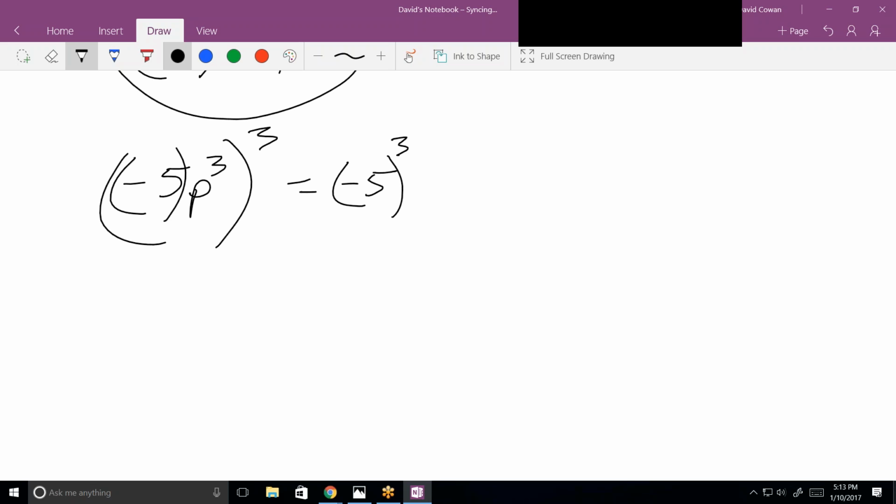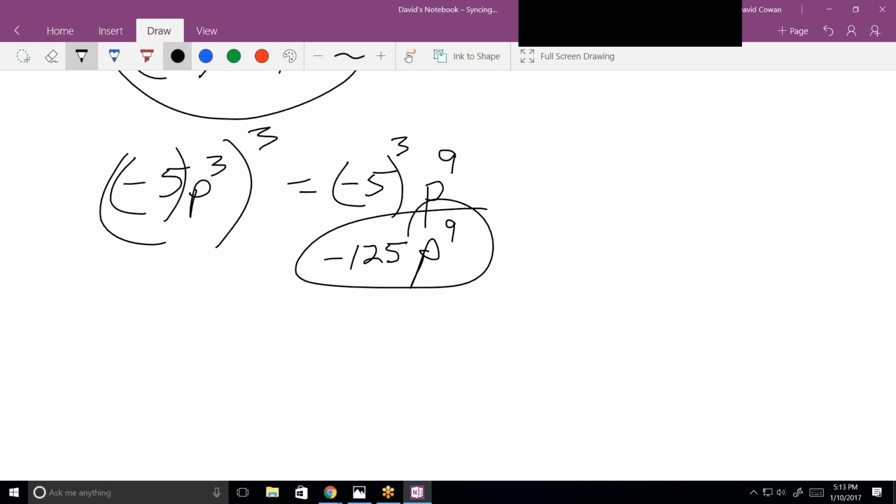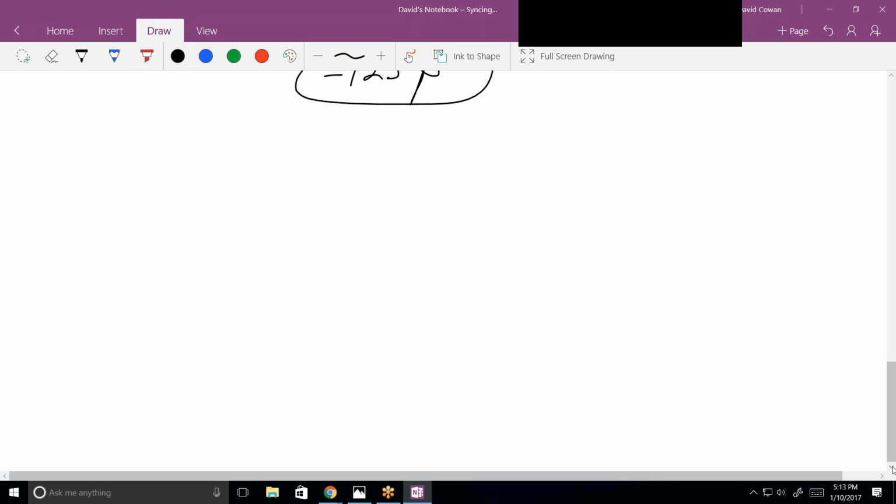And then what else? And then p to the power of 9. Correct? What's minus 5 cubed? Negative 125. Uh-huh. So there's your answer. Okay? Yep.